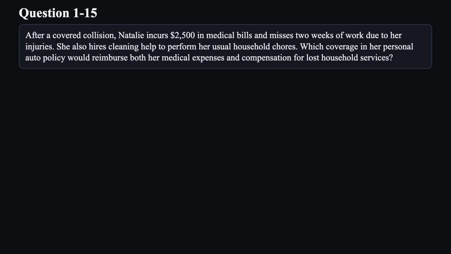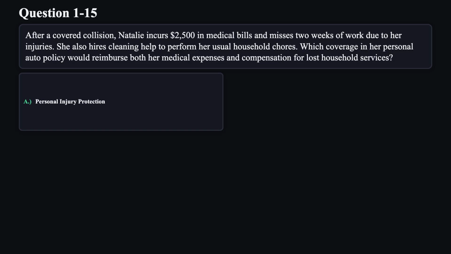Question 15. After a covered collision, Natalie incurs $2,500 in medical bills and misses 2 weeks of work due to her injuries. She also hires cleaning help to perform her usual household chores. Which coverage in her personal auto policy would reimburse both her medical expenses and compensation for lost household services?